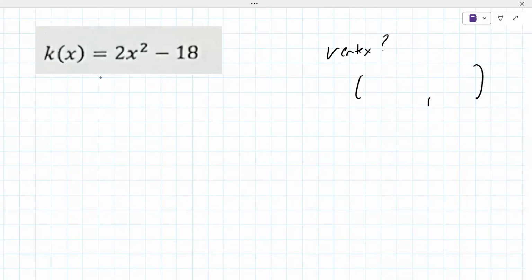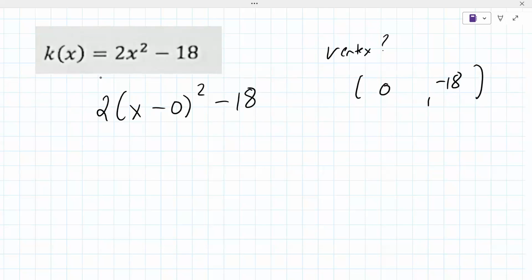Well, I guess I can guess and say maybe -2, -18. Okay, what if I write it this way? Can you tell me the vertex now? Yeah. So just be 0 and -18. Okay. And the good news here is that x minus 0 is x, and that becomes 2x squared minus 18. You're good.